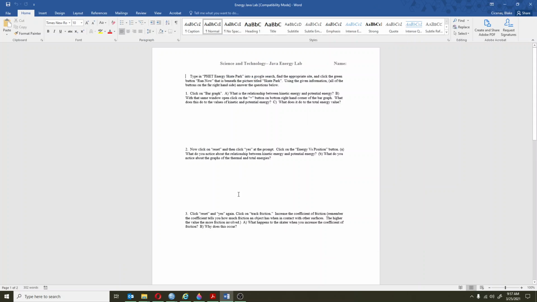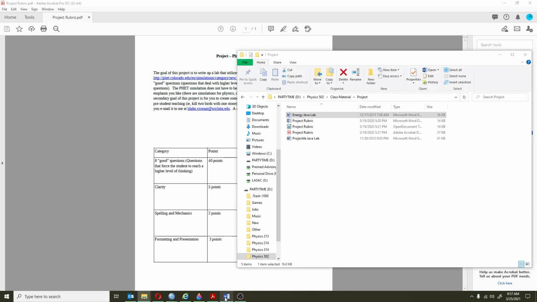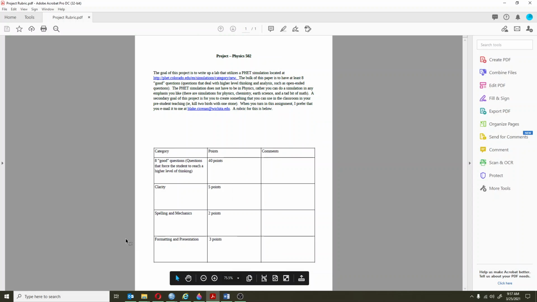All right, project. Let's go over the rubric first, and I'll explain this. The goal of this project is that you're going to do a PhET simulation and create a lab based off of that.